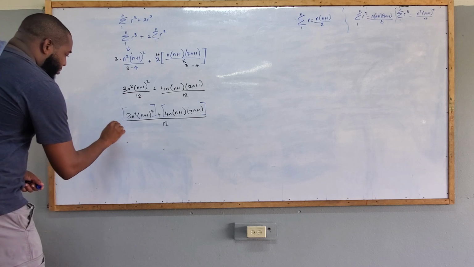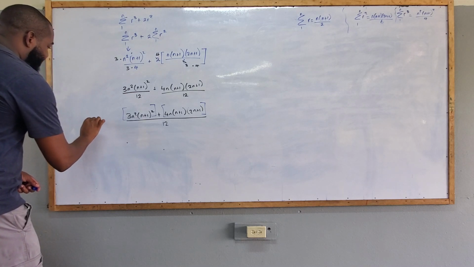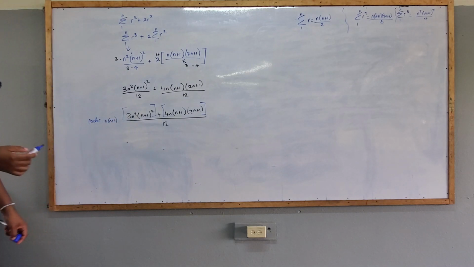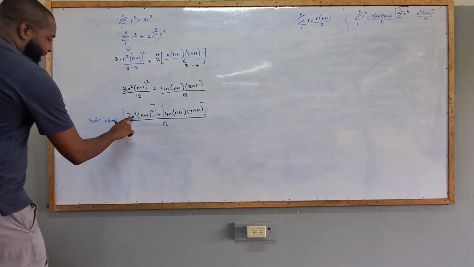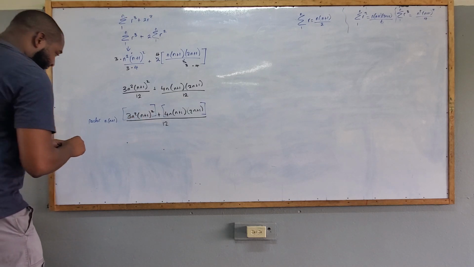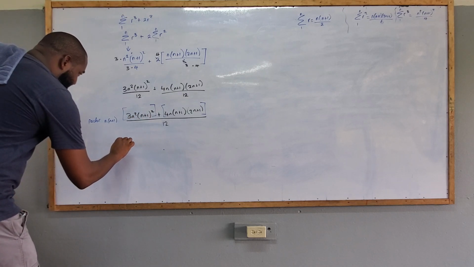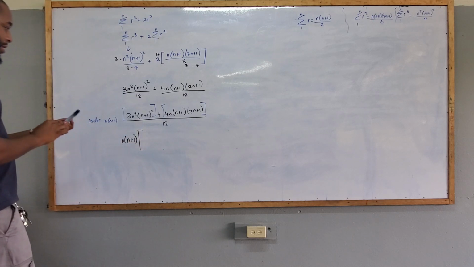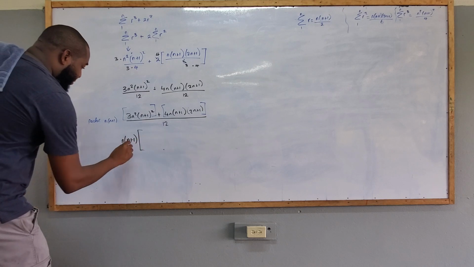So I'm going to factor out n times n plus 1. One in here and one is n plus 1. What is going to be there? So I'm going to have n times n plus 1. What's going to be on the inside? Oh, I can take out the 12 too.